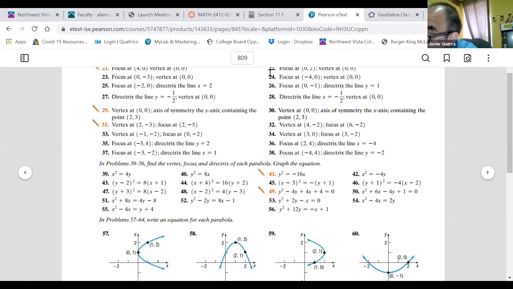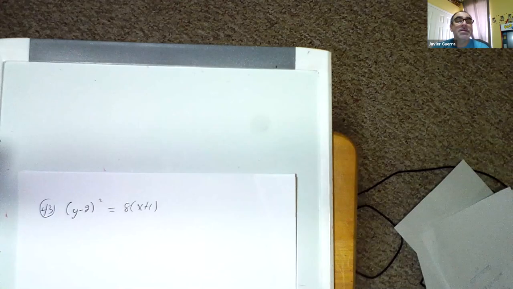Okay, so this one is... I forgot to bring up the formulas. I'll bring it up in a minute. The problem is y minus 2 squared equals 8 times x plus 1. Okay, let me see if I can bring it up. It'll come up. Bam! Okay, I have the formulas. Whenever I need it, it'll be there. Let me show you what I have. I just wrote down the problem on the paper. Okay, there it is.